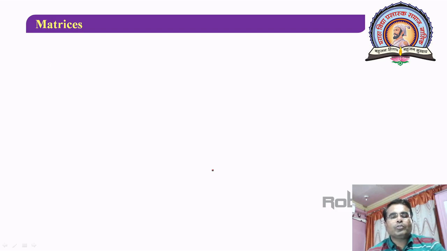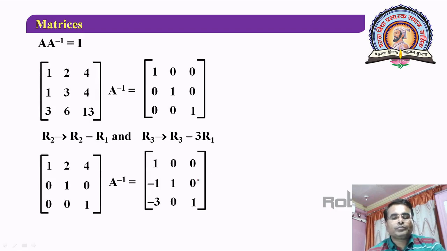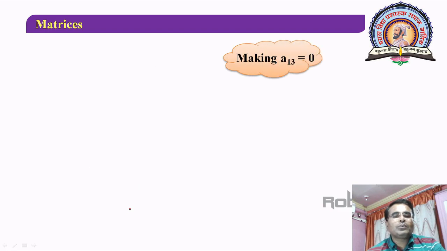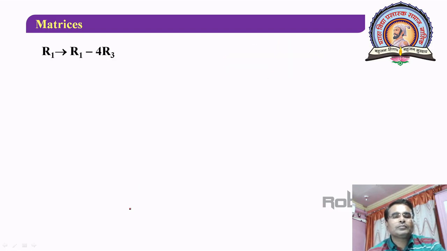In the next step, now see here, this one is already 1. Then this element we want to reduce to 0, and this element also we want to reduce to 0. If you want to reduce this element to 0, what is the operation? You have to multiply this by 2 and subtract from this first row. So R1 minus 2R2 will be the next operation.